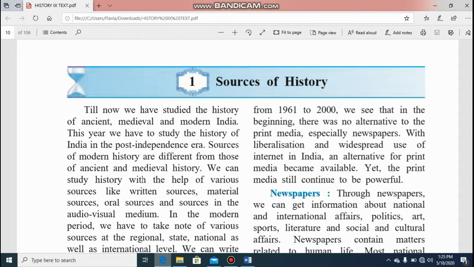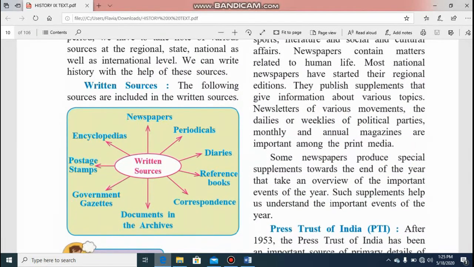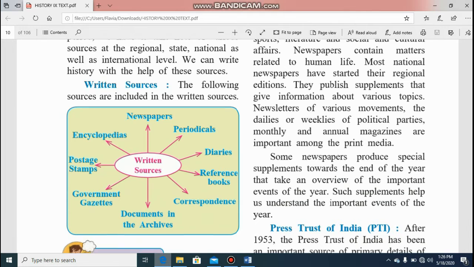We will begin with written sources. Please focus on your screen. Written sources are newspapers, periodicals, diaries, reference books, correspondence, documents in archives, government gazettes, postage stamps, encyclopedias.